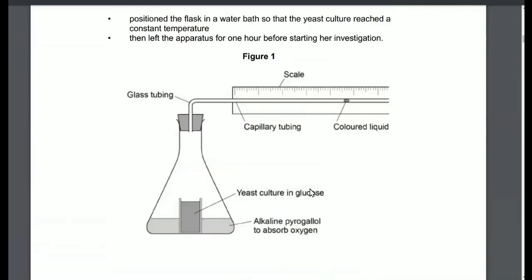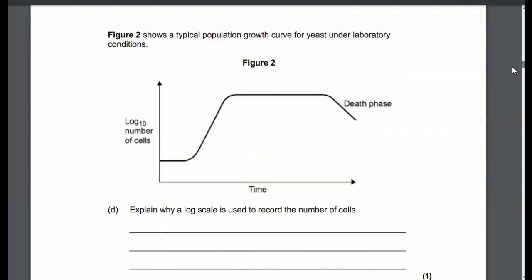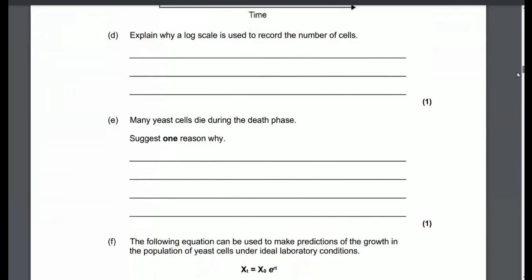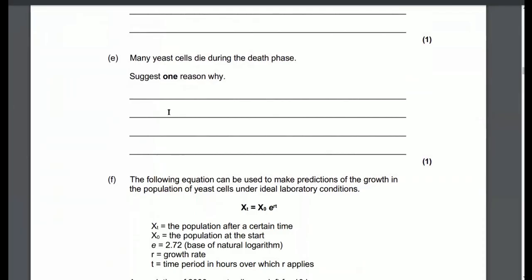The yeast are living on glucose. What's going to happen over time to the amount of glucose that we have in the flask? Well, the glucose is going to go down and the yeast are living off the glucose. It's their substrate. It's what they're using for respiration. And so we would say decrease in glucose, less substrate, less respiration. So they can't do respiration, so they're dying.